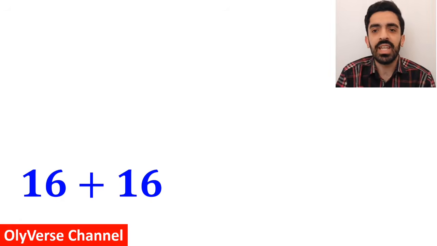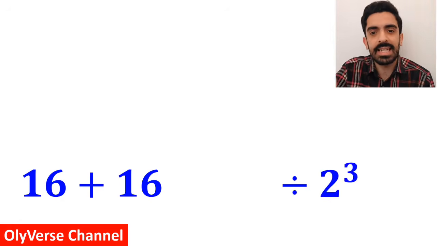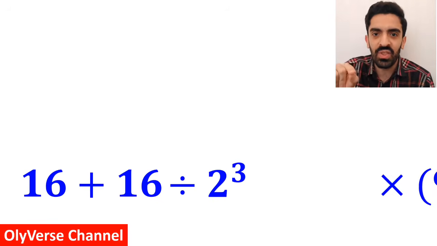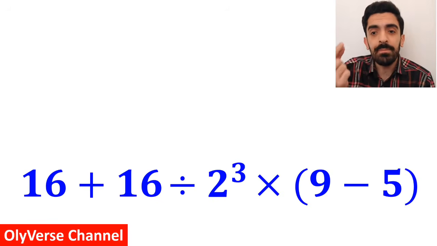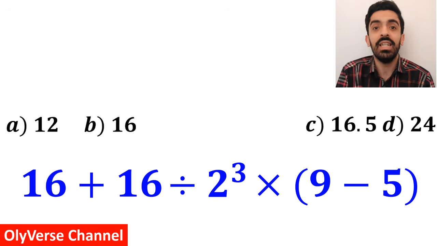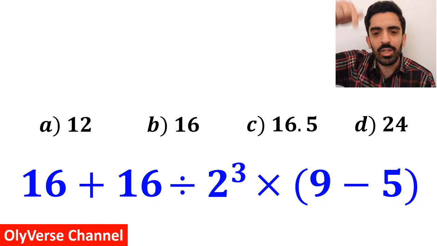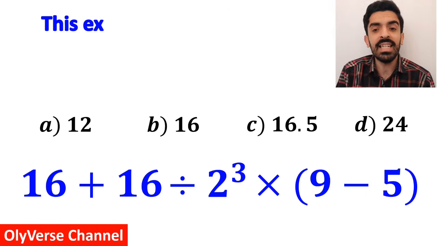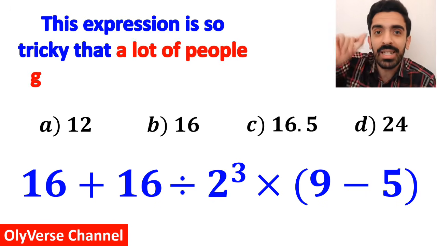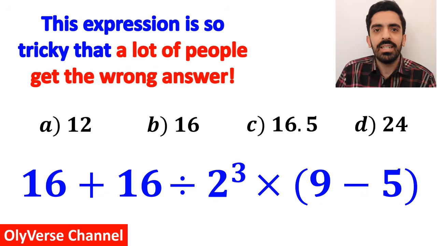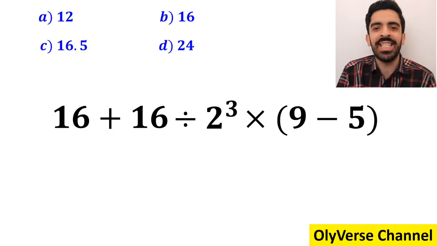What is the value of the expression 16 + 16 ÷ 2^3 × (9 − 5)? Which option do you think is the correct answer to this question? This expression is so tricky that a lot of people get the wrong answer. Let's go step by step and solve it together.